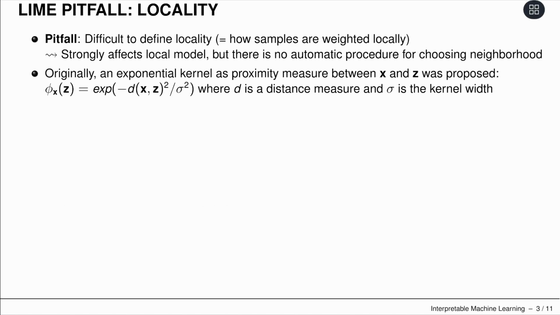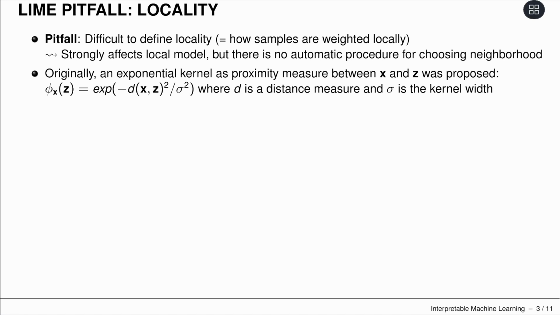So let's talk about locality. The pitfall is that it's difficult to define locality. So how samples are actually weighted locally, which you then need to train your surrogate model. For really choosing correct metrics, there is no automatic way. You need some kind of expertise.